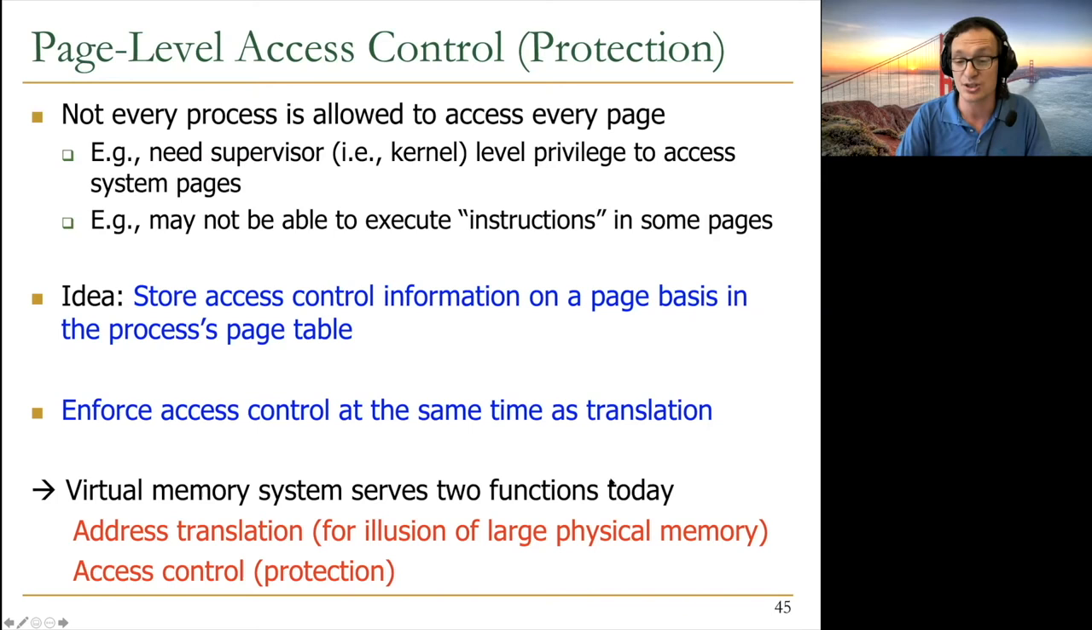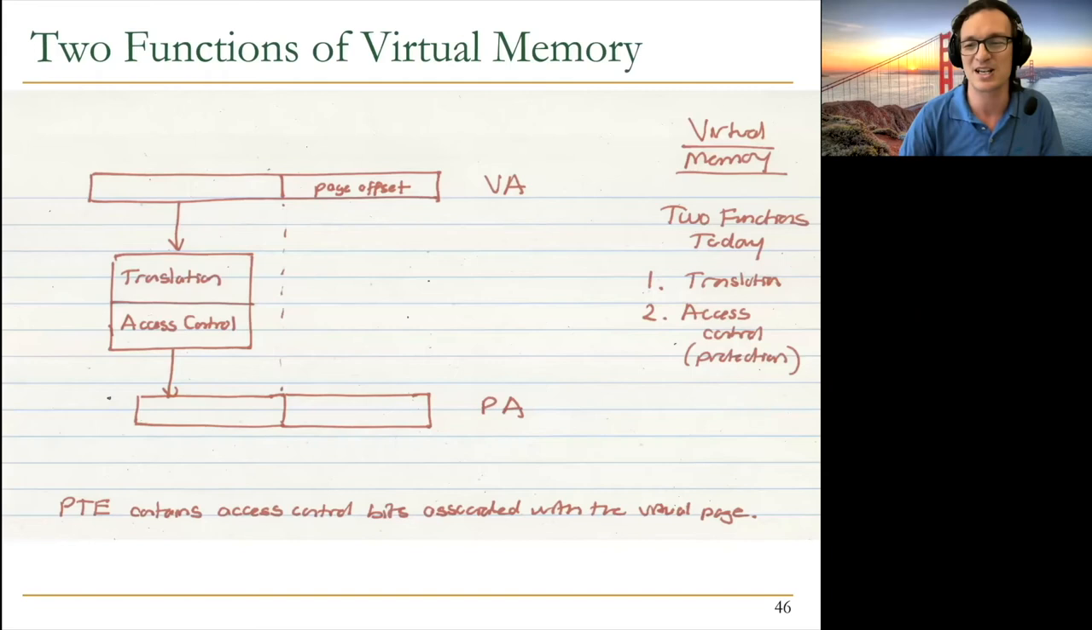Address translation provides the illusion of large physical memory, plus other benefits, as we discussed. Access control protection essentially protects different processes. And even within the same process, you protect different pages so that you don't do something malicious to some pages that are important potentially. And this is my cartoonish picture, basically, that shows exactly the same thing if you're interested. Translation and access control. So if anybody asks you the two things that virtual memory provides, two functions virtual memory provides today, that's it. Translation and access control.